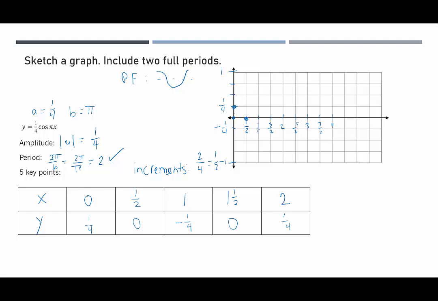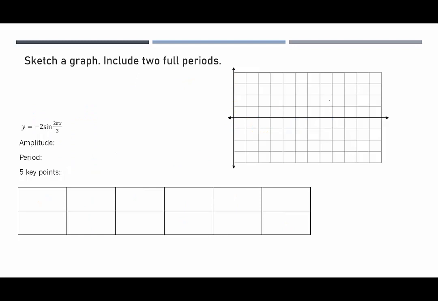At 1, we're going down to the minimum, going back to the middle, back up to the top for 1 full period. Starting the second period up top, we go down to the middle, down to the bottom, back up to the middle, up to the top. Nice smooth curve here. This one should be very squished because of that teeny tiny amplitude.